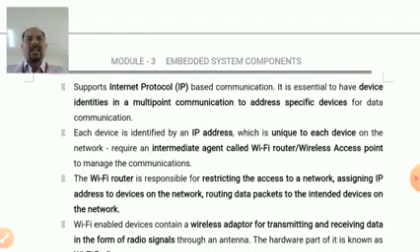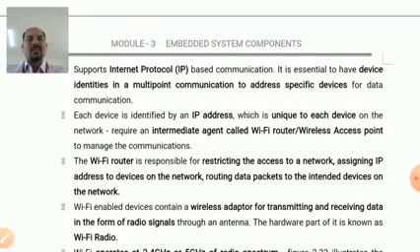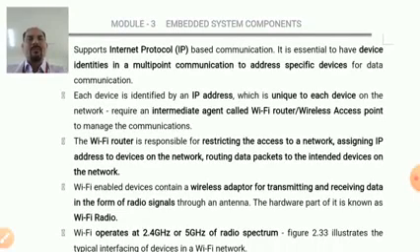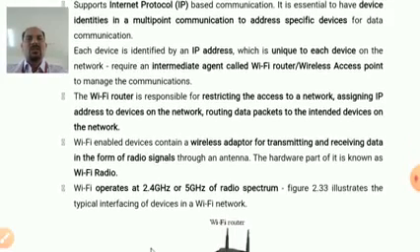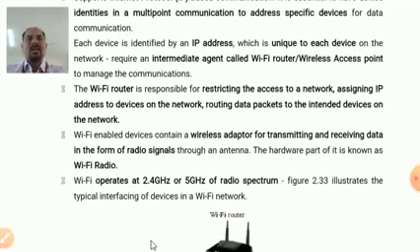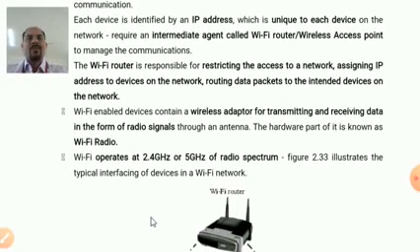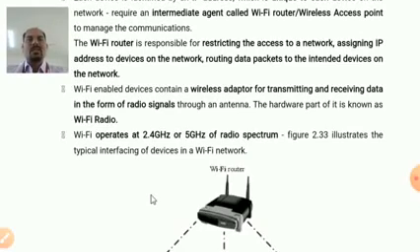Each device is identified by an IP address, which is unique to each device, and requires an intermediate agent called a Wi-Fi router or wireless access point. The Wi-Fi router is responsible for restricting the access to a network, assigning IP addresses to devices on the network, and routing data packets to the intended devices on the network. Wi-Fi enabled devices contain a wireless adapter for transmitting and receiving data in the form of radio signals.